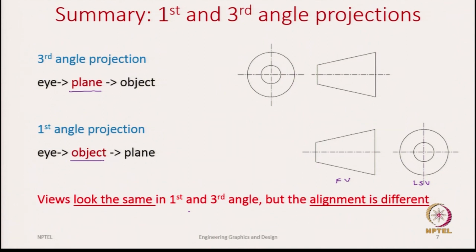In the third angle projection things are more intuitive, in the sense that the top view is placed above the front view, whereas in the first angle projection things are counterintuitive, in the sense that the top view is placed below the front view. So, that is it for this lecture.